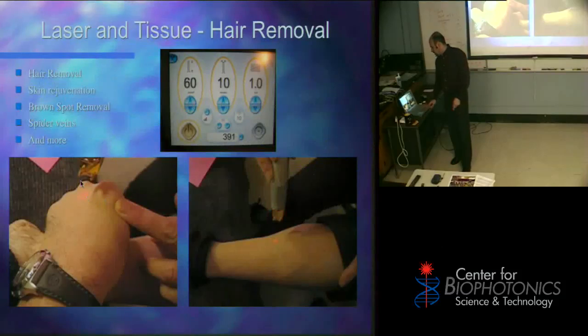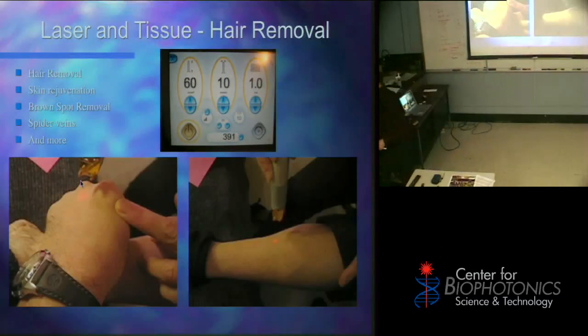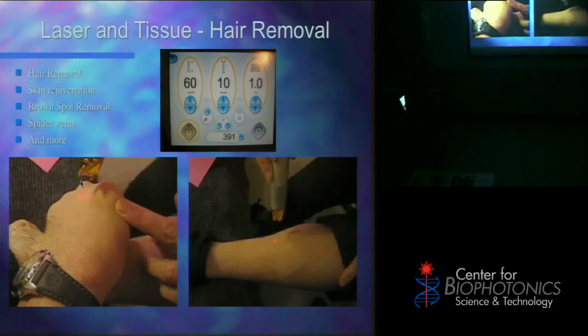And you can do hair removal, skin rejuvenation, brown spot removal, spider veins. I can't remember. Did I show you this video of me sacrificing a hair on my hand? I'll show it to you real quick. Okay. So, if you take a digital camera, now what wavelengths did I say they use for hair removal? 750 or 1,000. Those are near infrared. Can our eyes see them? No. But my handy dandy digital camera can.